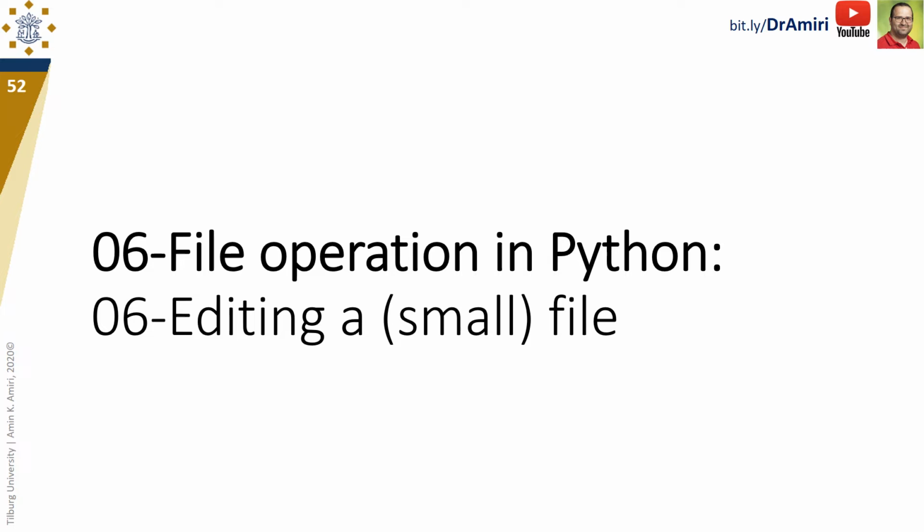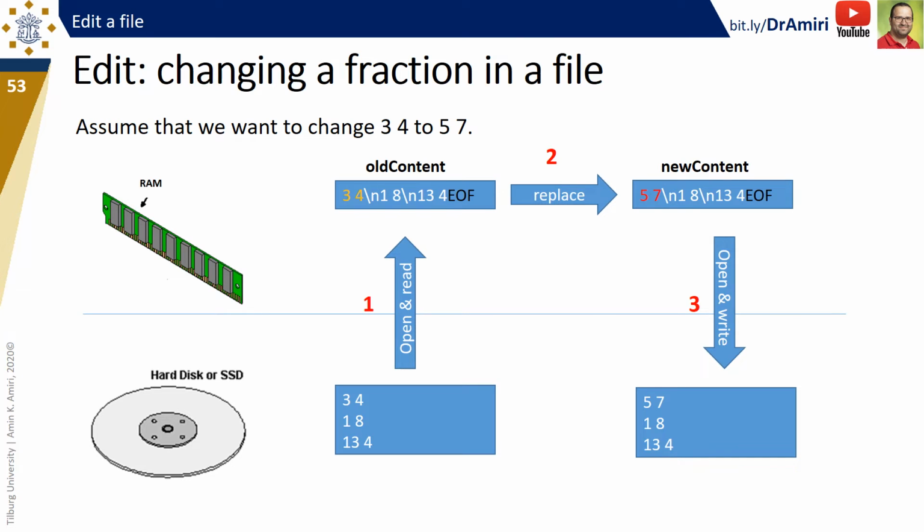Now that you know how to read a file and how to write or append in a file, you are able to edit a small file. So to edit a file, you need to first read the file, which means that your first action is to open the file and read it and put the content of the file in a variable in RAM. Here I'm going to call this variable old content.